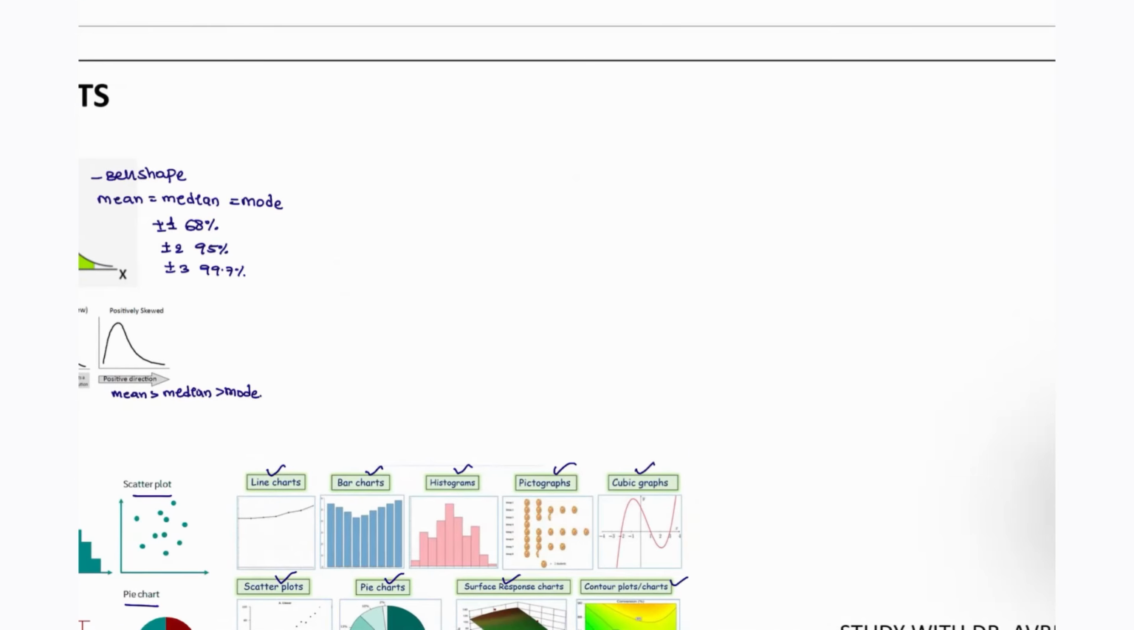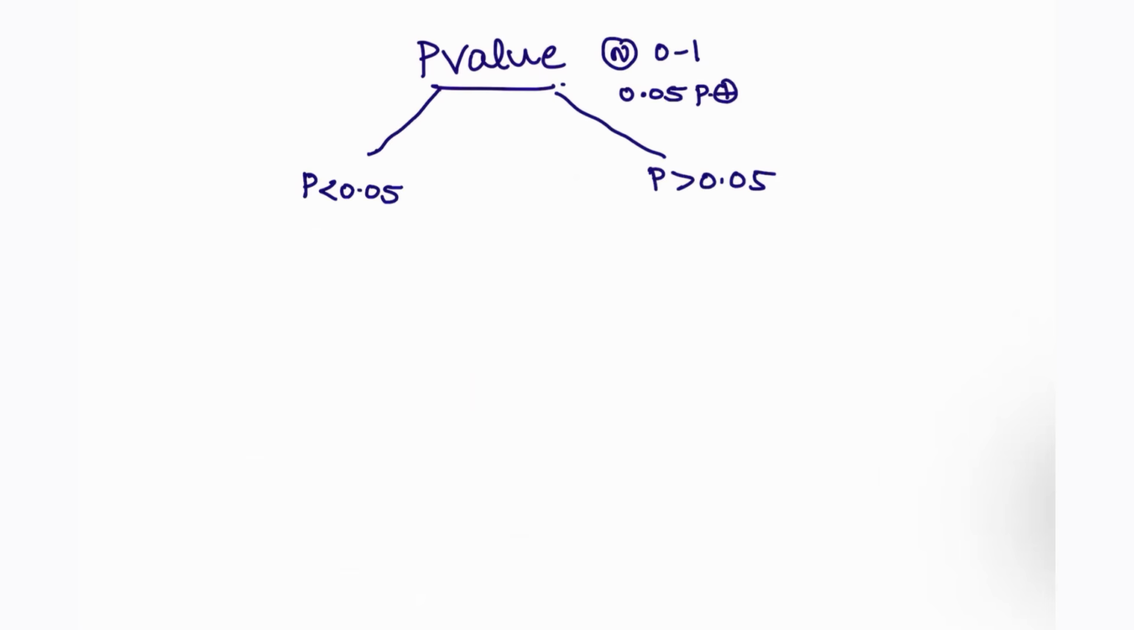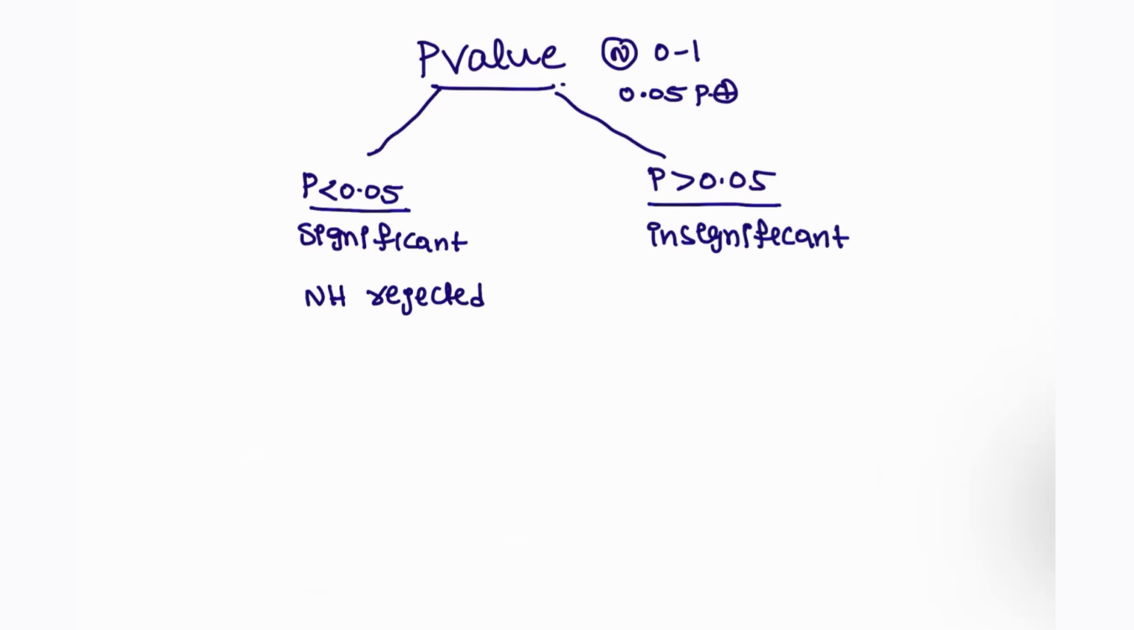Next, coming to the p-value. The p-value is normally in the range of 0 to 1. And how much is the standard value? 0.05 is the standard p-value. Let's see, p-value less than 0.05 and p-value more than 0.05. If it is less than 0.05, this is considered significant, and the null hypothesis will be rejected. But if it is more than 0.05, this is considered insignificant, and the null hypothesis, whatever we proposed, will be accepted.